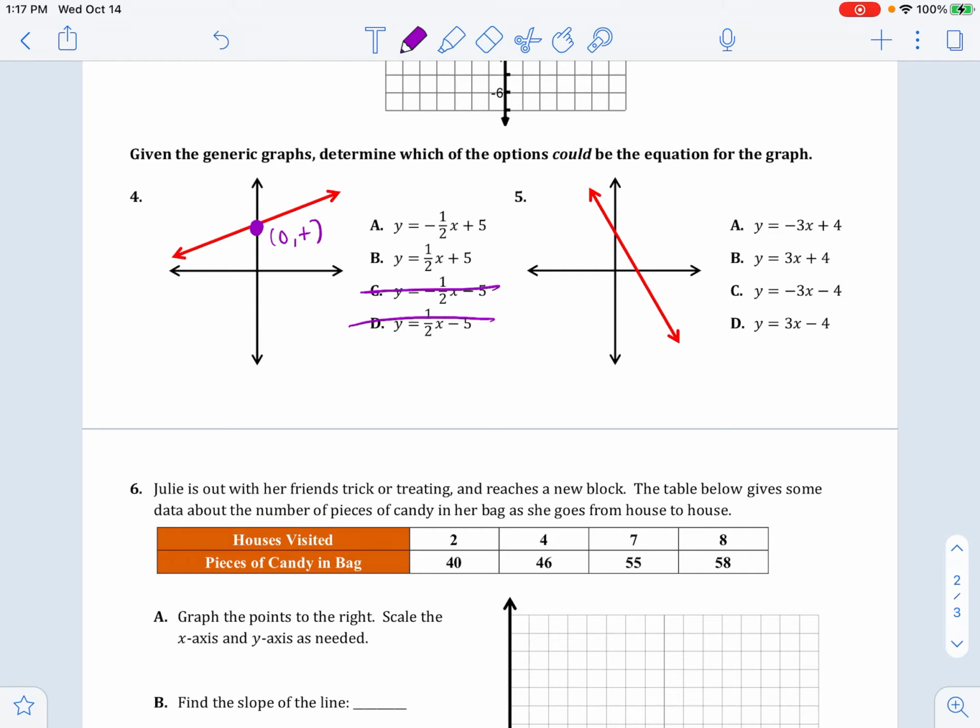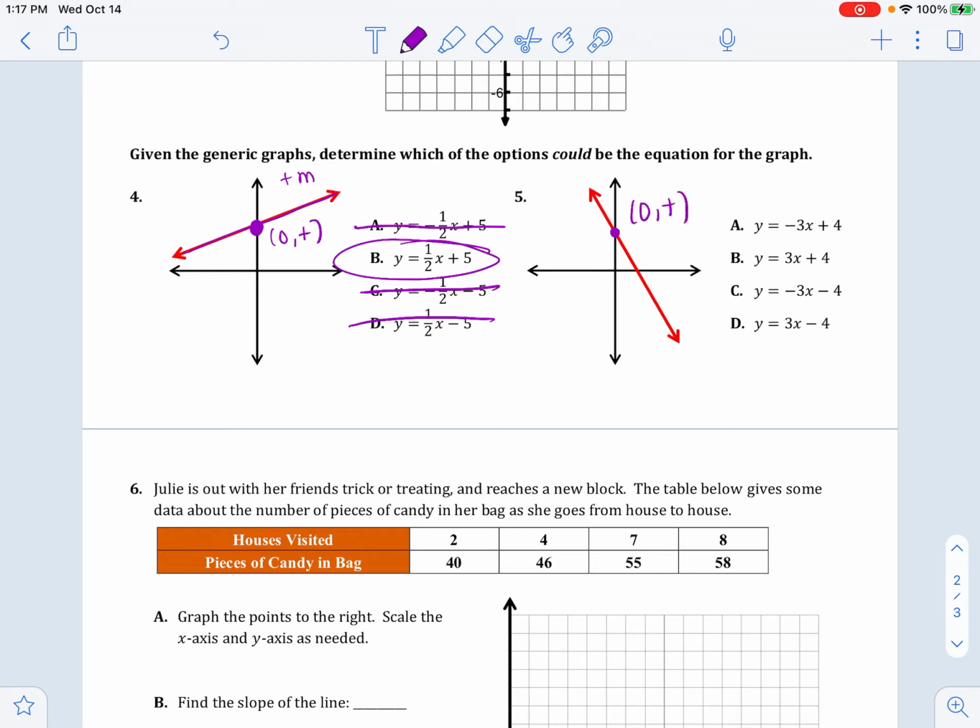So is there anything I can cancel out? C's out, D's out. All right, the next thing I notice is that this is up and to the right, so that's a positive slope line. M's positive. So if you look between these two, which one has a positive M value? Only B does.